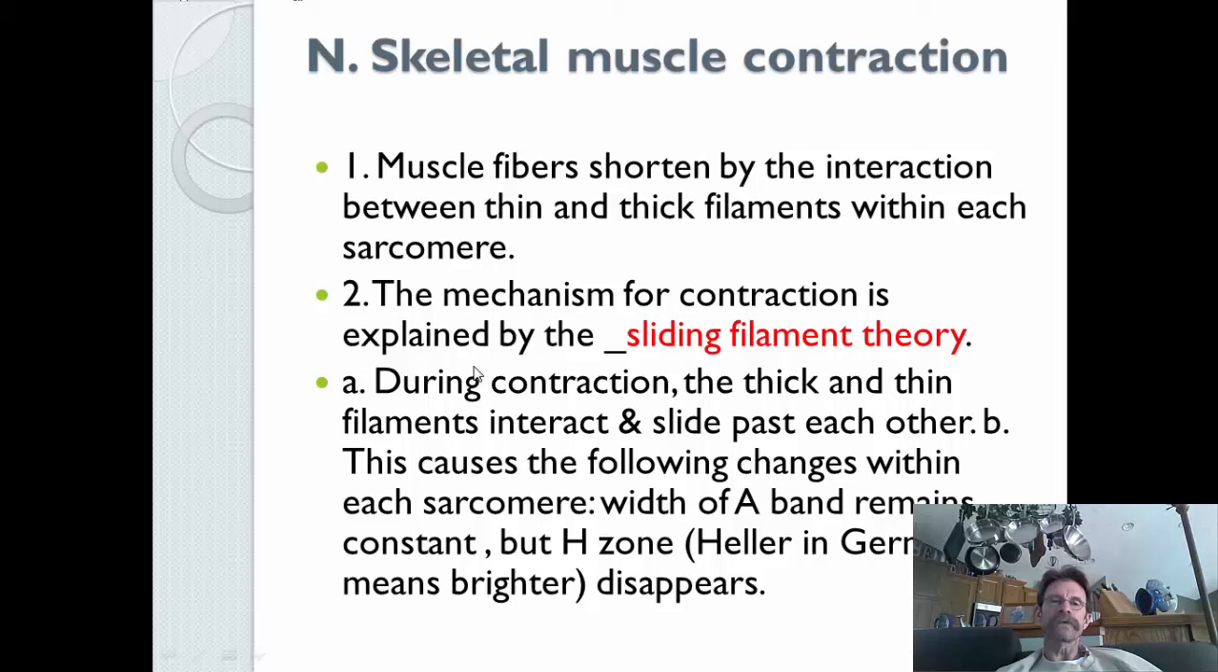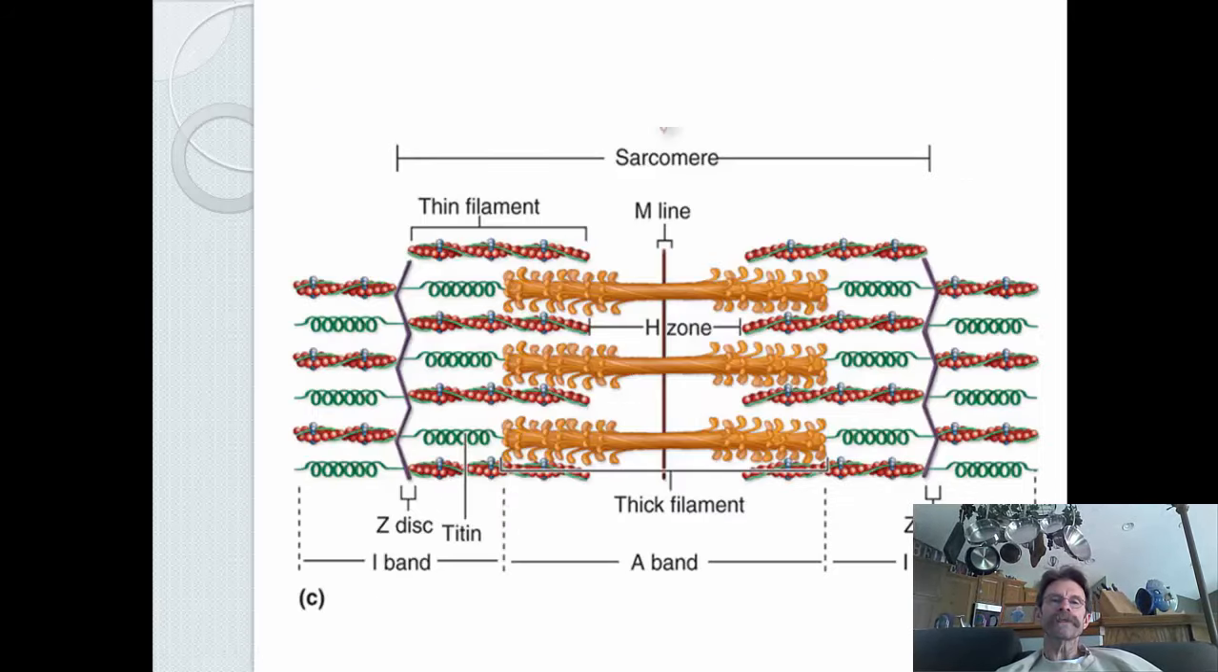Anyway, again, during the contraction, the thick and thin filaments interact and slide past each other. This causes the following changes within each sarcomere, and you're going to have to know these parts too. So let's go back to look at this area here. These heads will attach to this actin, these heads will attach to this actin, this actin will come in here, and then what will happen? Well, let's take a look.